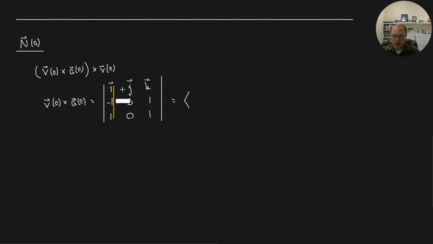For i, I get 3 minus 0. For j, I get negative 1 minus 1, that's negative 2. But since it's j, I get another negative, so positive 2. And for k, I get 0 minus 3, so negative 3.